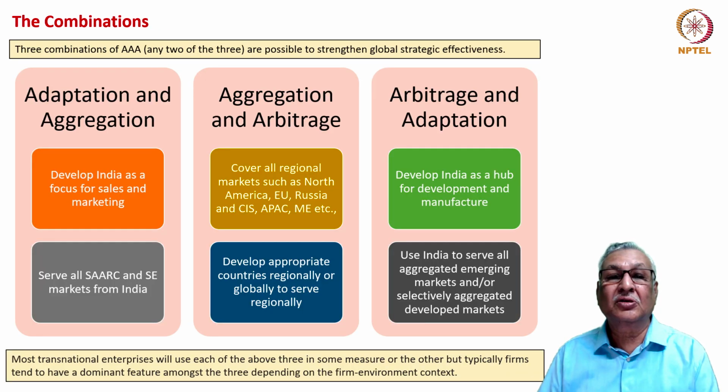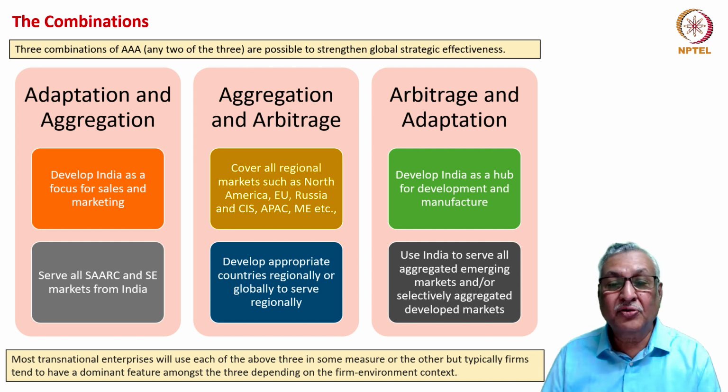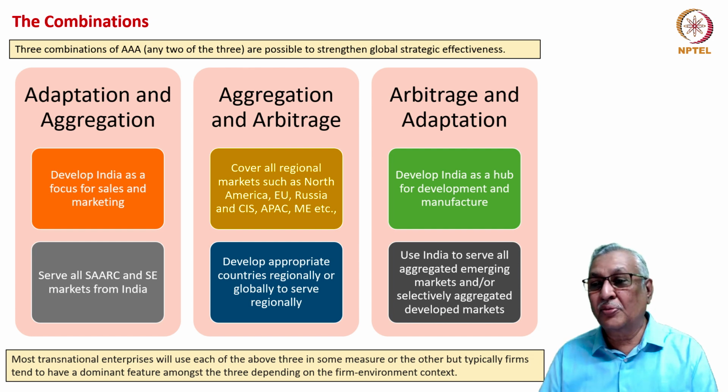The combinations could be many. It could be adaptation and aggregation, it could be aggregation and arbitrage, and it could be arbitrage and adaptation. If you want to do adaptation and aggregation as a combination, the strategy is one of developing India as a focus for sales and marketing and serving all SAARC and SC markets from India. If you want to do aggregation and arbitrage as the strategy, you cover all regional markets such as North America, EU, Russia, CIS, APAC, ME, etc., with specific targets for each of these clusters, and then develop appropriate countries regionally or globally to serve appropriately.